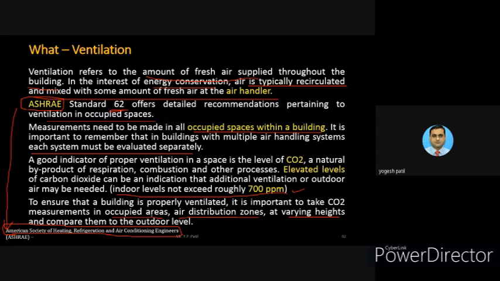So this is ventilation. In ventilation, there is one standard associated, that is the HVAC standard, and we measure the CO2, and the normal set point level is 700 ppm. We are measuring that at the occupied area, air distribution zone, with different heights.